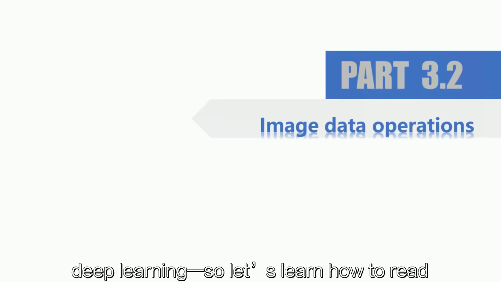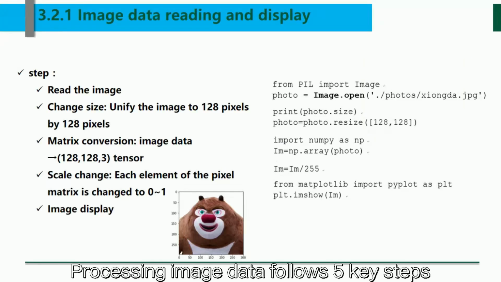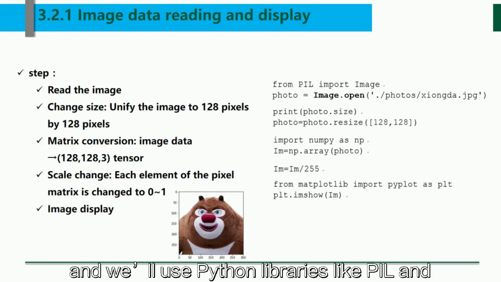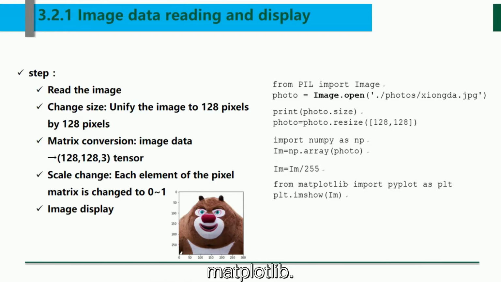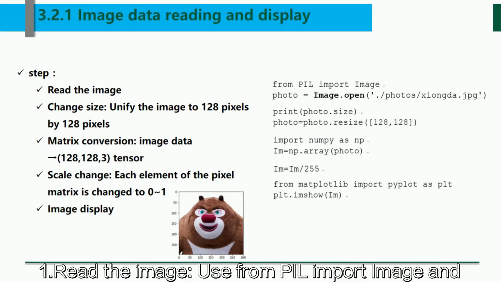Next, we move to part 3.2, image data operations. Images are one of the most common data types in deep learning, so let's learn how to read, process, and operate on image data step by step. Processing image data follows 5 key steps, and we'll use Python libraries like PIL and Matplotlib. Let's walk through them.